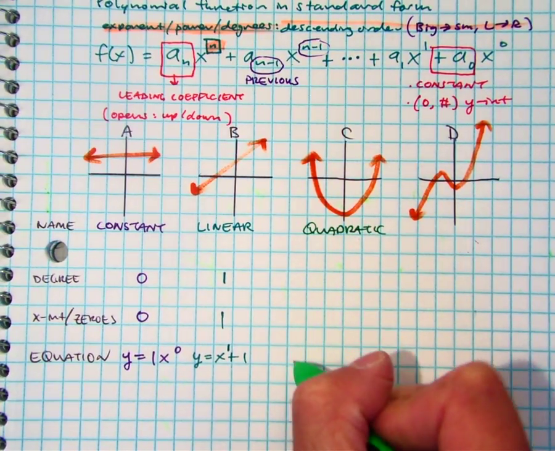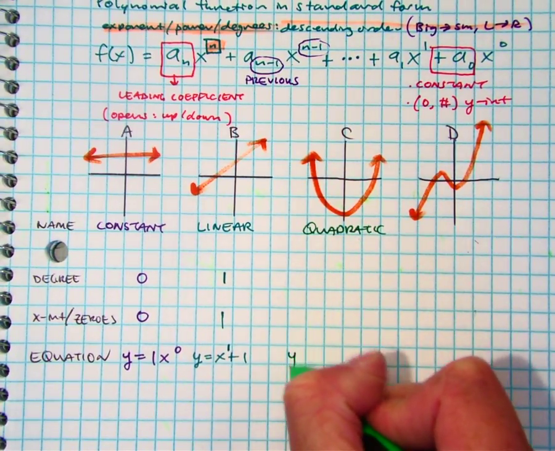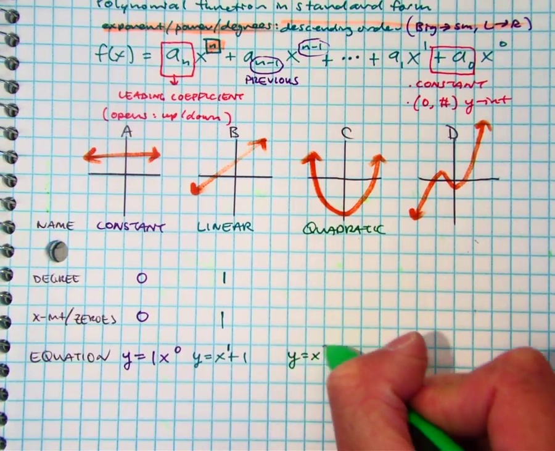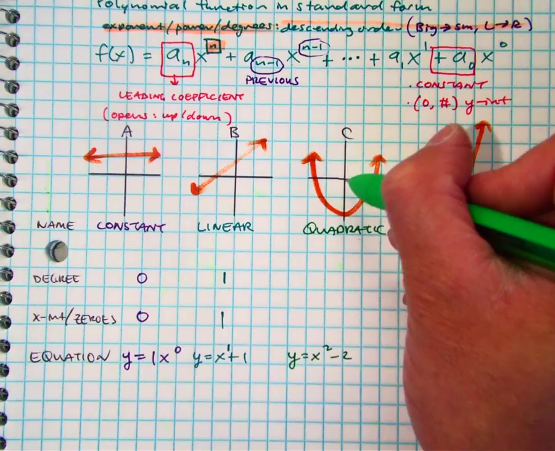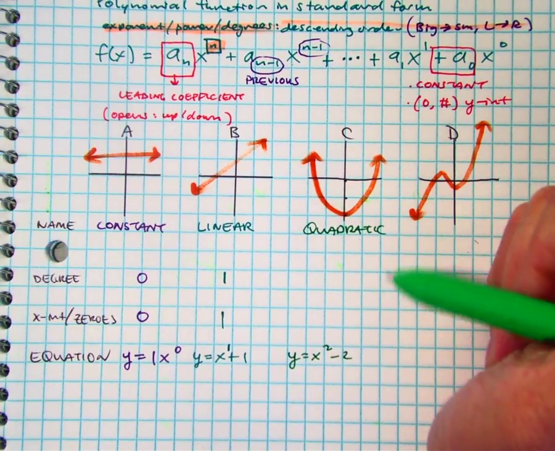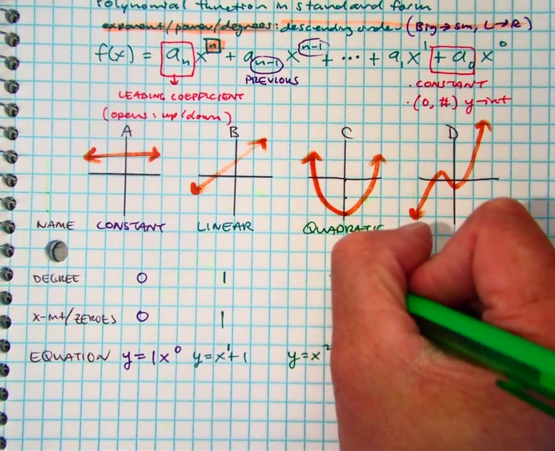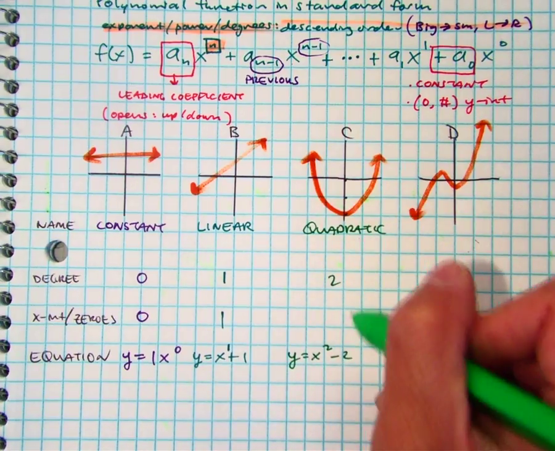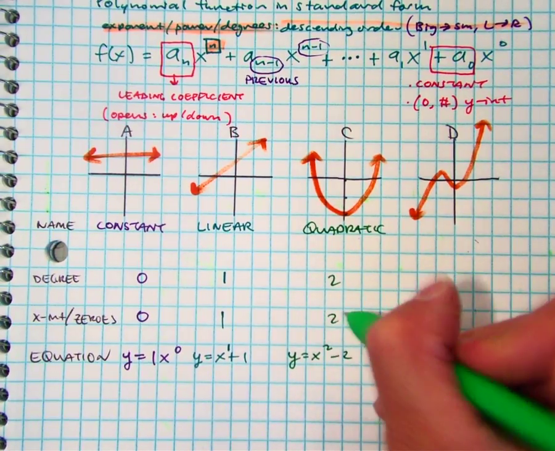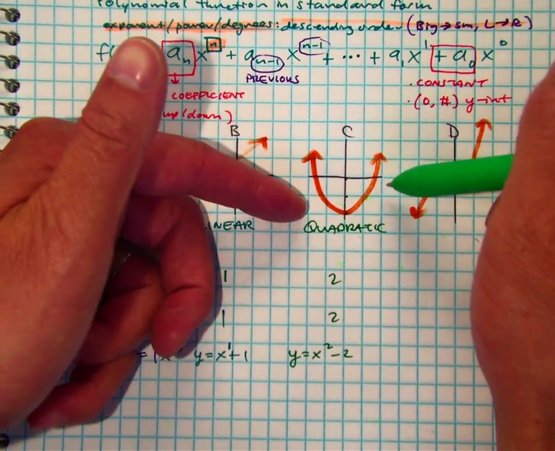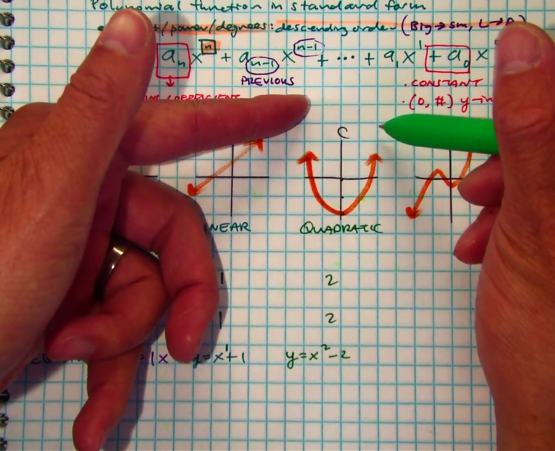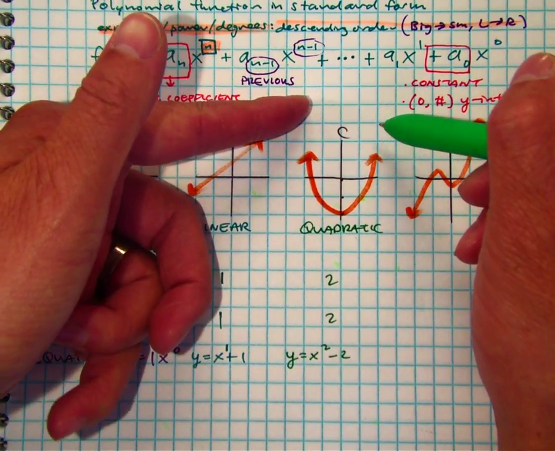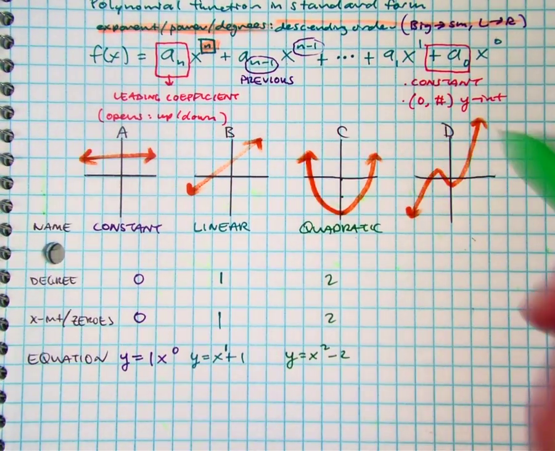Girls, give me a rough equation there. Maybe minus 2, shifted down 2. Girls, what's the degree? 0. And how many possible zeros? 0. Now, when I say possible zeros, think about it. If the quadratic equation was shifted up, does it cross the x-axis? No. So that would be 0 x-intercepts. We're going to talk about that in this chapter.